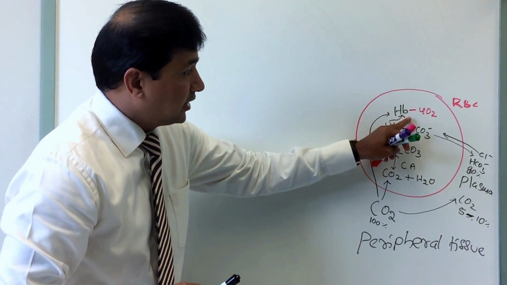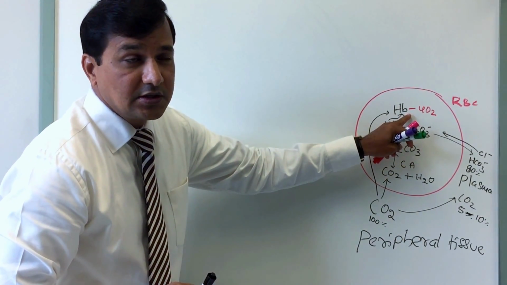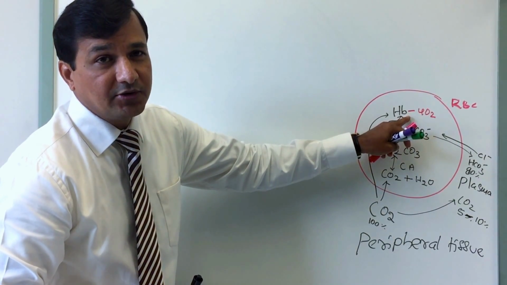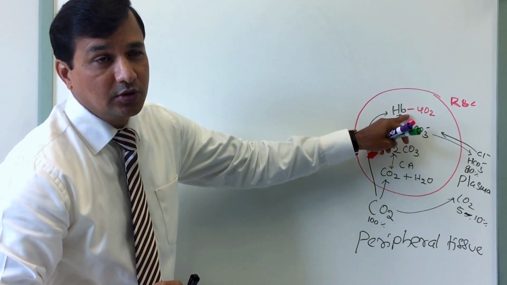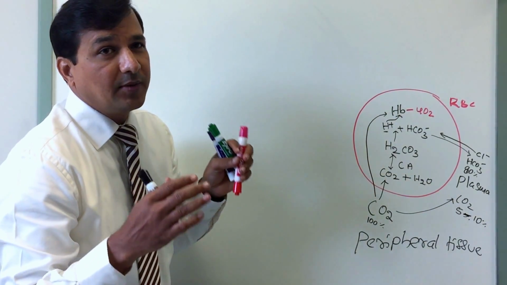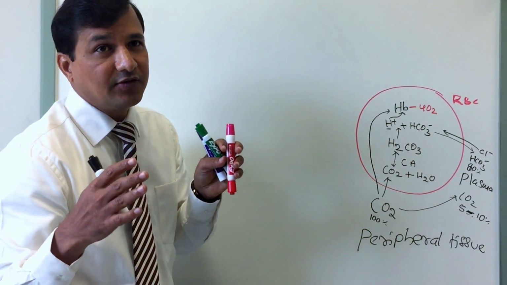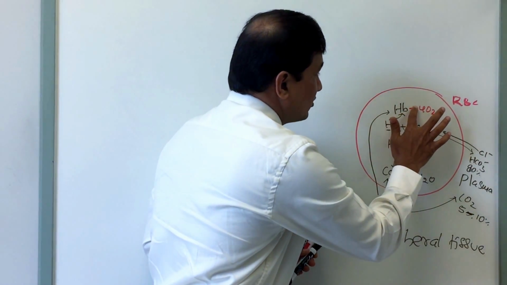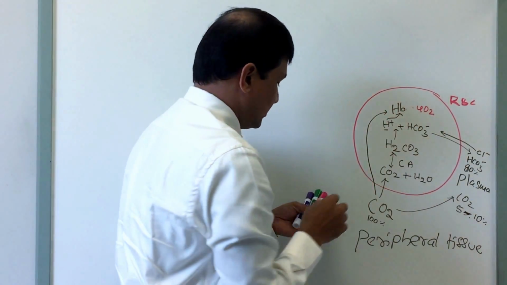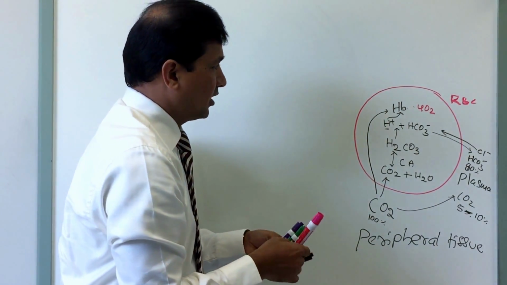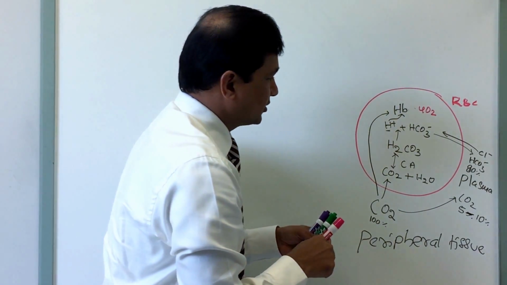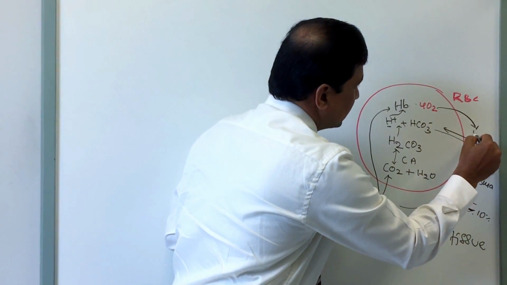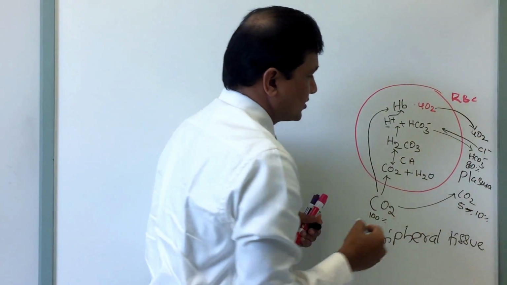When the proton protonates the histidine residue, this will lead to an increase in salt bridge formation between dimer 1 and dimer 2. That will lead to stabilization of the T state of hemoglobin. Because of this, oxygen molecules will be released from hemoglobin. So oxygen molecules simply come out into the peripheral tissue. Oxygen molecules are released. 4 oxygen molecules are released.